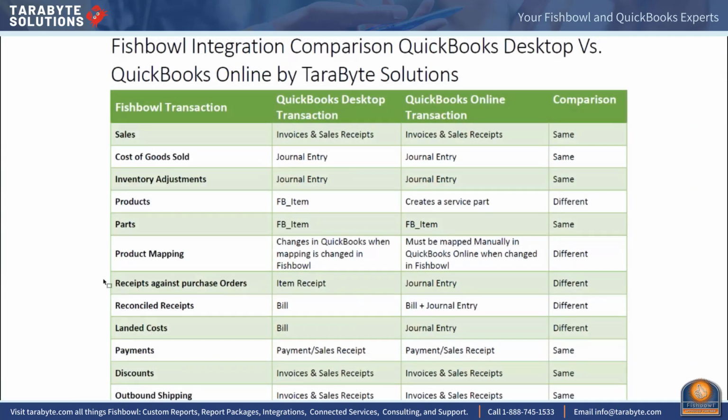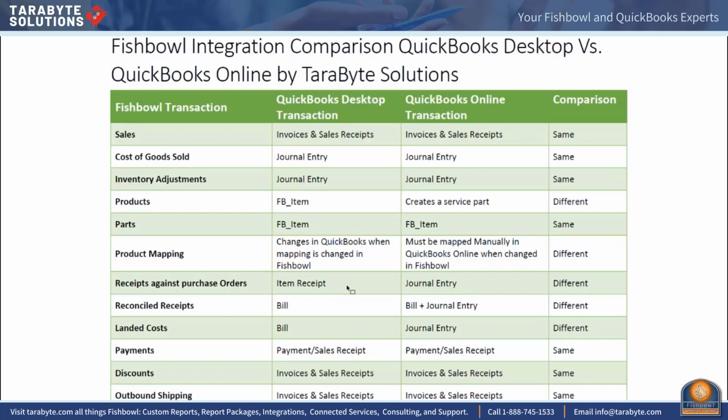So that was actually the easiest one. So my parts are the same. It's just the products that end up on an invoice that they create a service part in QBO. So here is where the mapping can get out of whack between the two of them. Okay. So now we're going to go over receipts, reconciled receipts, and landed cost.